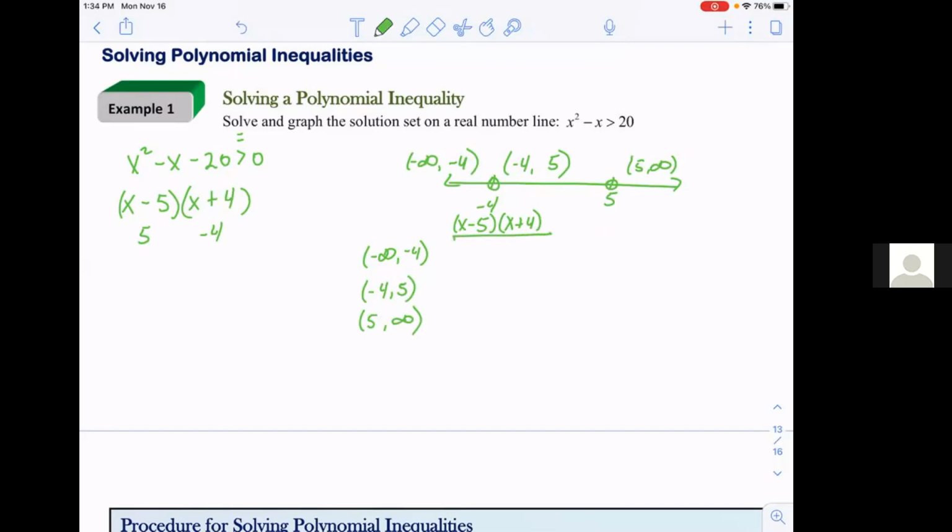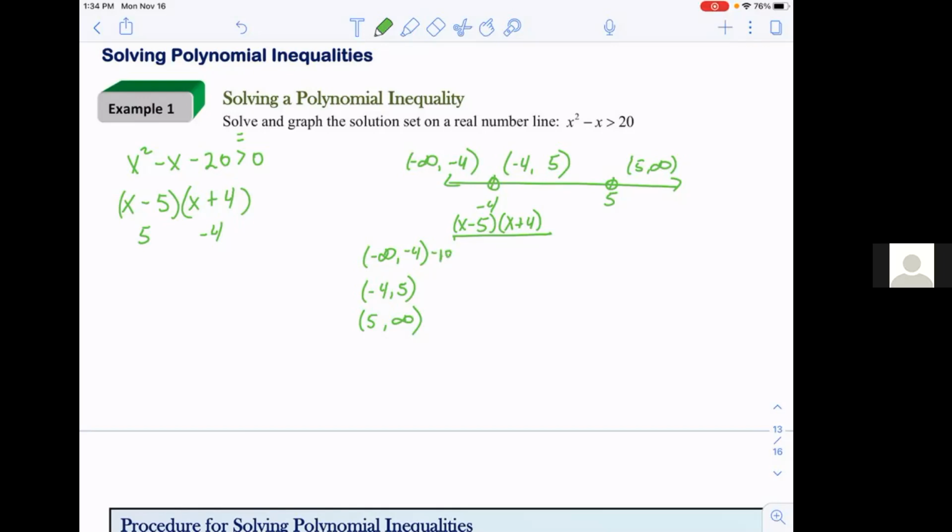Okay. Now we're going to do what's called a sign test. It's called a sign test because the only thing I'm worried about is the sign of my product. Now I need a number that's in the interval from -infinity to -4. I need some number that's in that range. And I'm going to choose -10 because -10 is in that range.